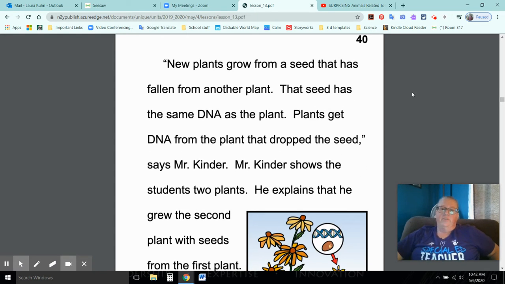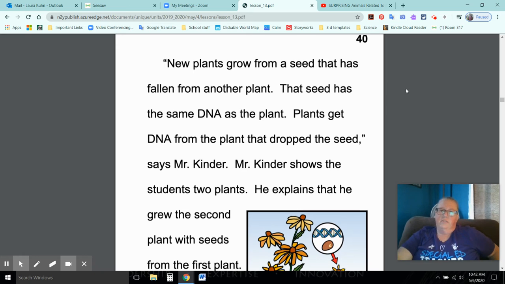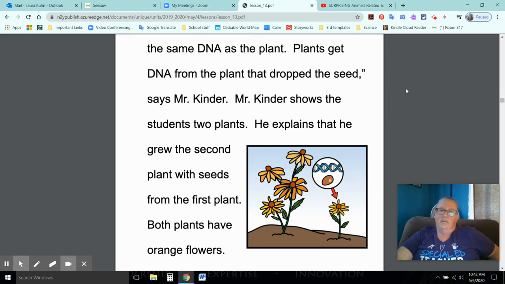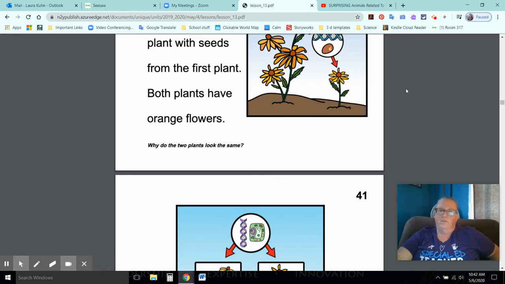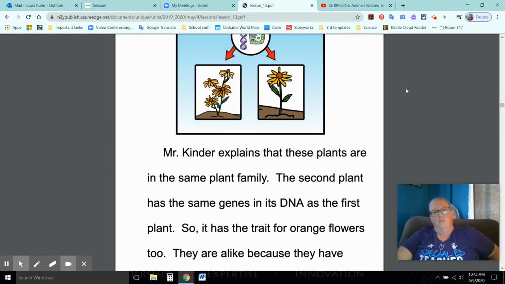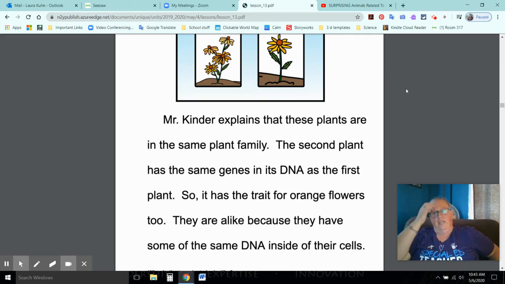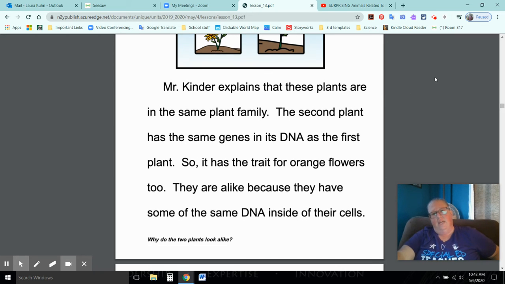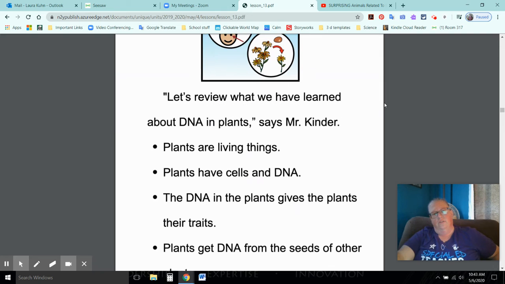Mr. Kinder shows the students two plants. He explains that he grew the second plant with seeds from the first plant. Both plants have orange flowers. Mr. Kinder explains that these plants are in the same plant family. The second plant has the same genes in its DNA as the first plant, so it has a trait for orange flowers too. They are alike because they have some of the same DNA inside their cells.